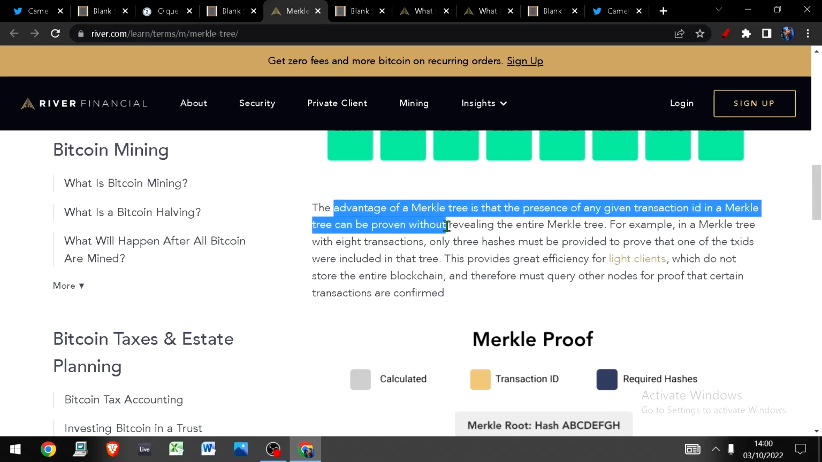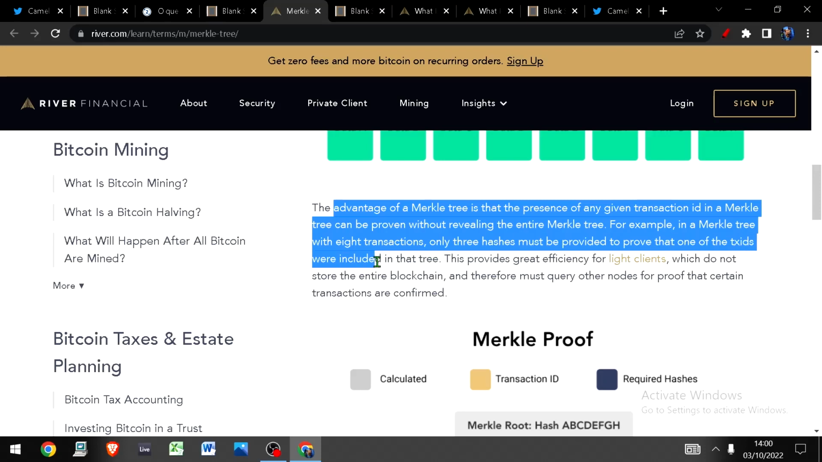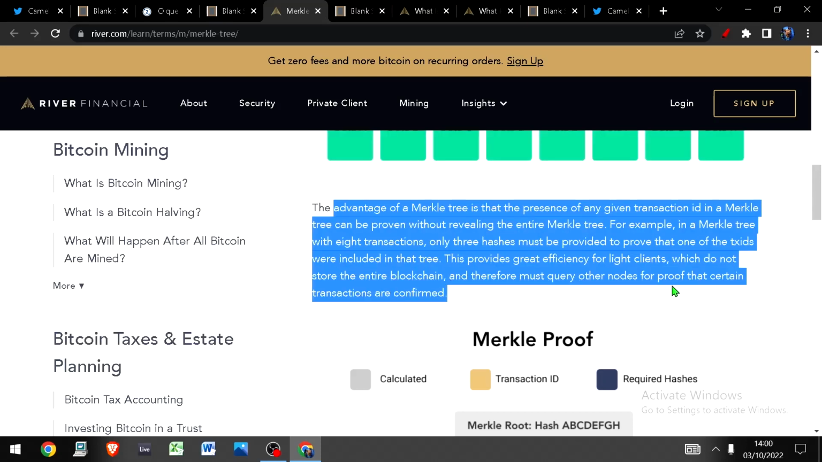So in summary, the advantage of a Merkle tree is that the presence of any given transaction ID in a Merkle tree can be proven without revealing the entire Merkle tree. For example, in a Merkle tree with 8 transactions, only 3 hashes must be provided to prove one of the transaction IDs was included in that tree. And this provides great efficiency for light clients, which do not store the entire blockchain and therefore must query other nodes for proof that certain transactions are confirmed.